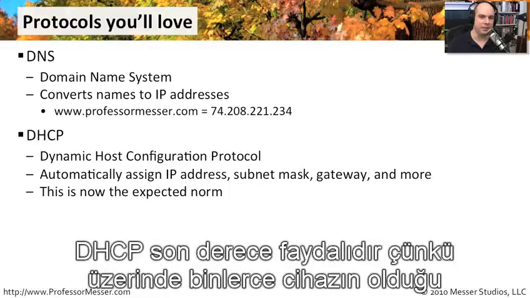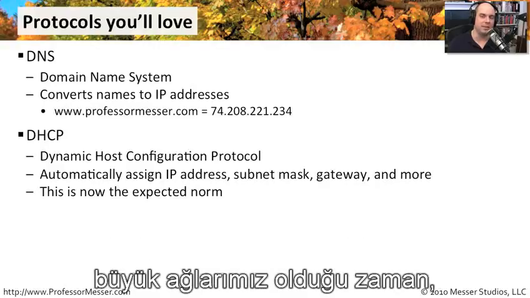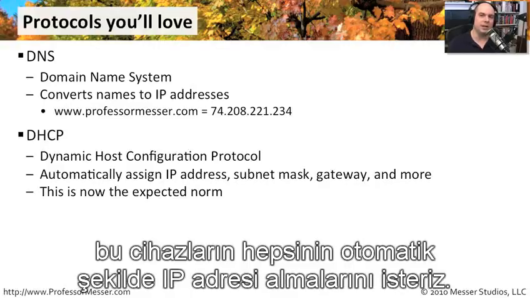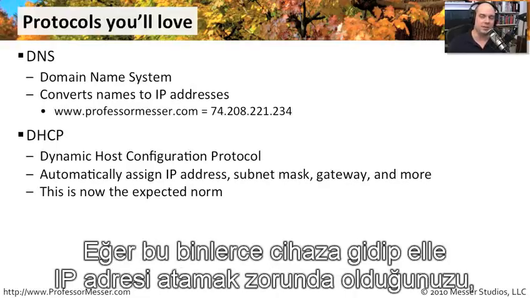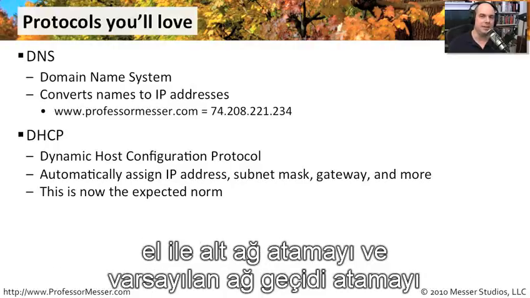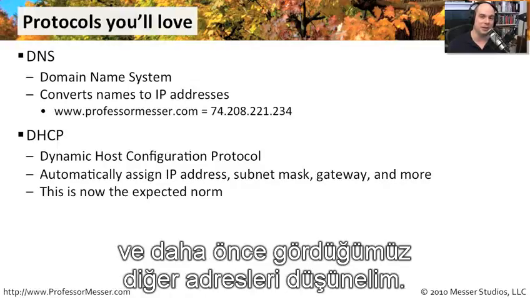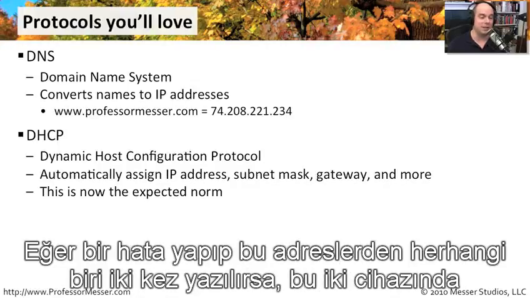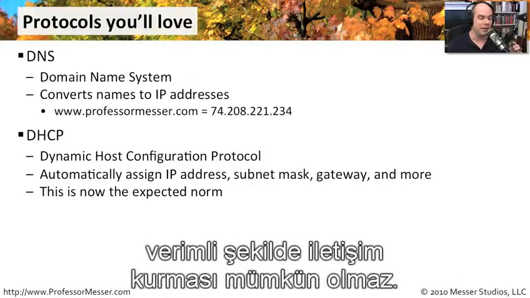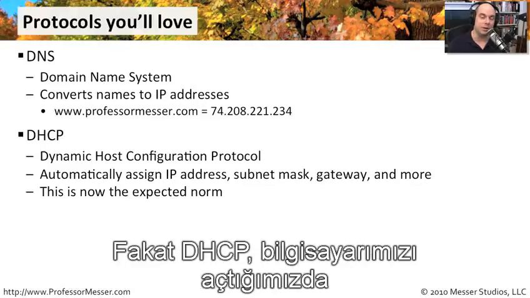DHCP is extremely useful because when we have these large networks that have thousands of devices on them, we want all of those devices to automatically get an IP address. Imagine if you had to go to all 1,000 of those devices and manually assign an IP address and manually assign a subnet mask and manually assign a default gateway and all of those other addresses that we saw earlier. And if you make a mistake and you duplicate them, those two devices are not going to be able to communicate very well either. So with DHCP, we simply turn on our computer.